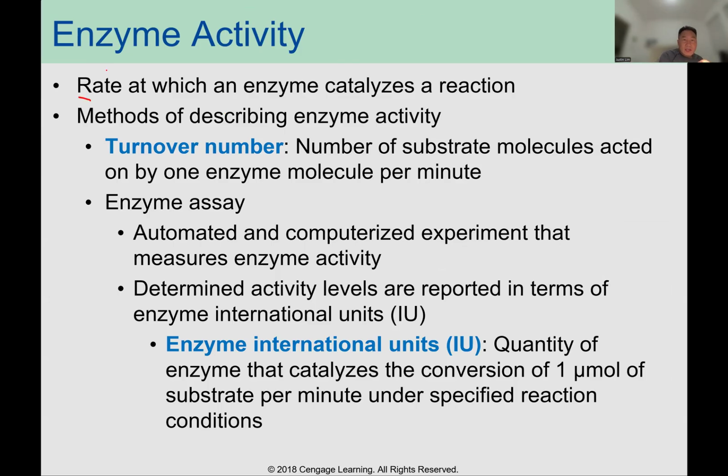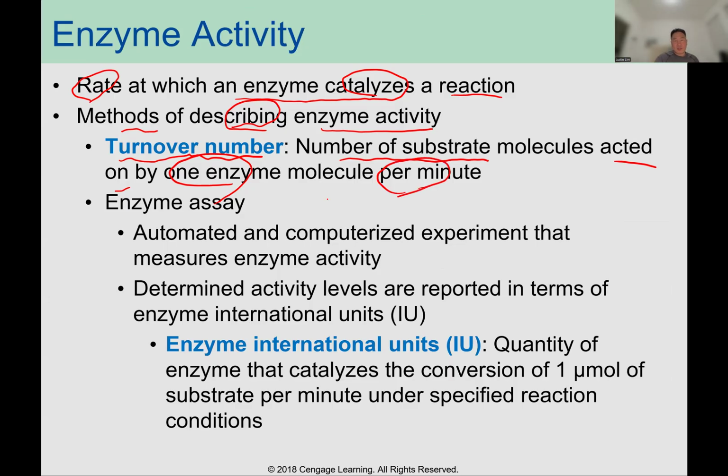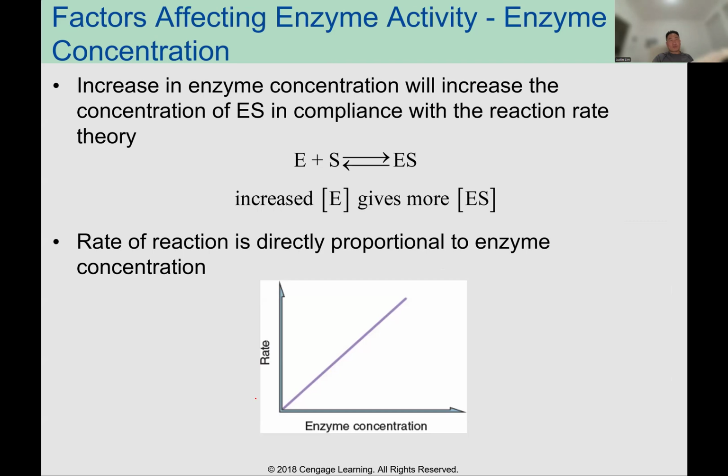Enzyme activity is the rate at which an enzyme catalyzes a reaction. To describe enzyme activity, we can use turnover number, which is the number of substrate molecules acted on by one enzyme molecule per minute. Also, we can use enzyme international units: the quantity of enzyme that catalyzes the conversion of 1 micromole of substrate per minute under specific reaction conditions. There are factors affecting enzyme activity.